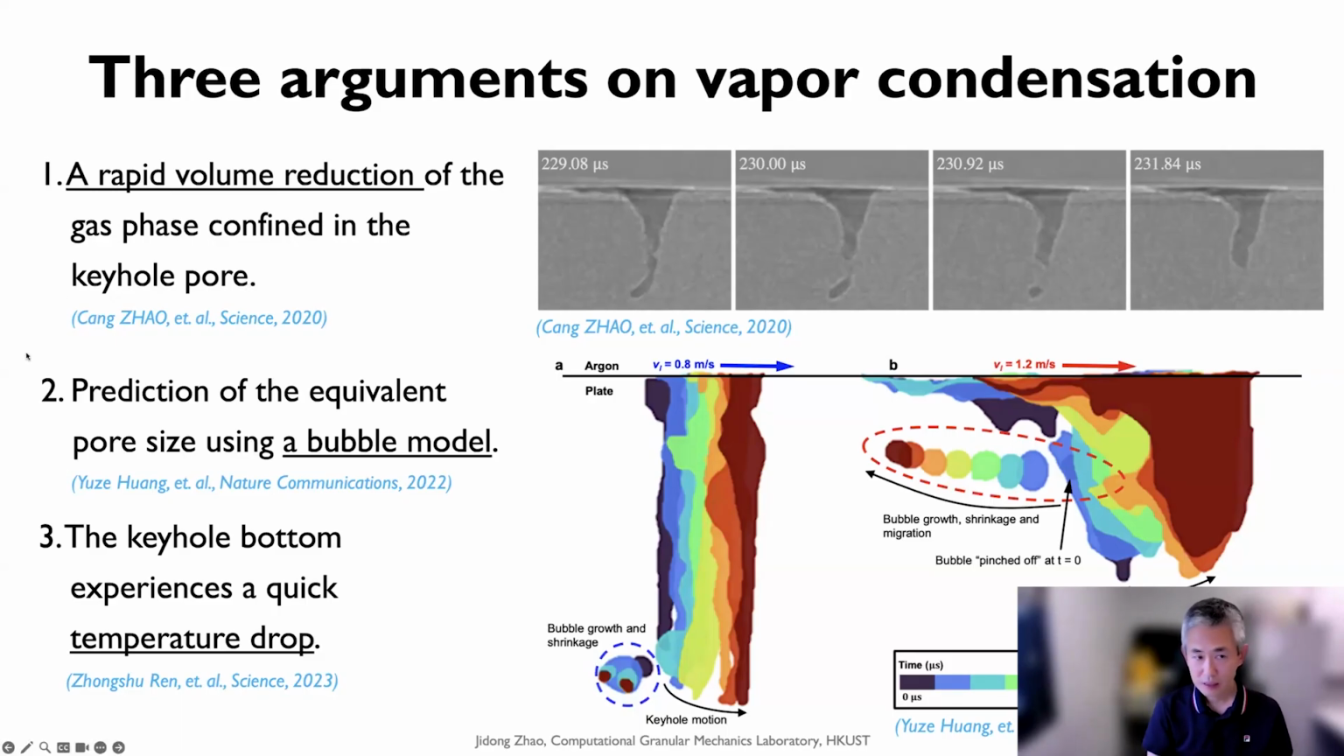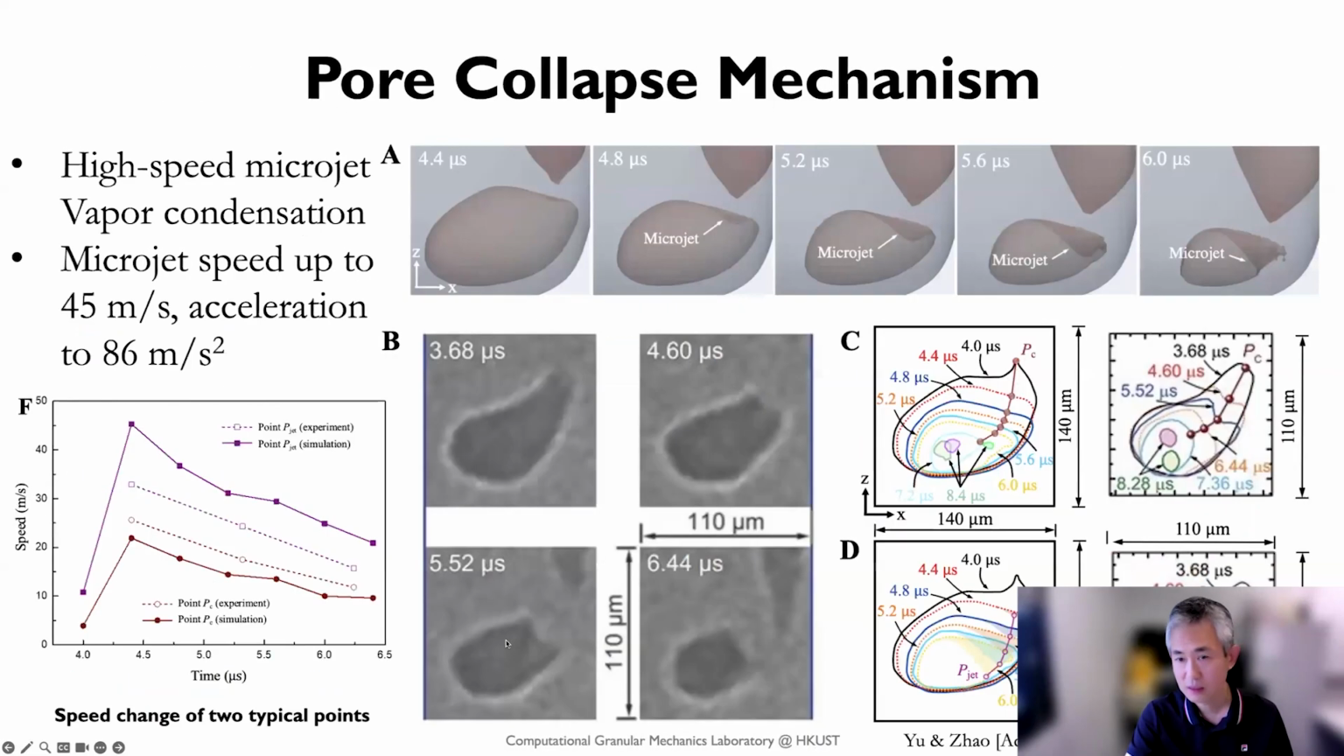The other argument is that you use an equivalent bubble model to predict it here. And the other thing that people attributed to the quick pressure drop is this condensation part here. So this is our simulation here.